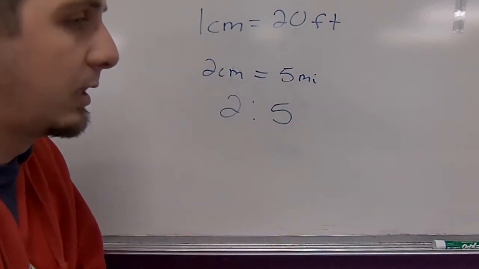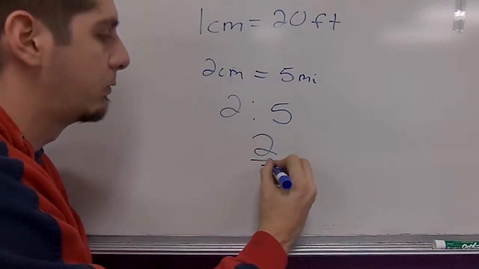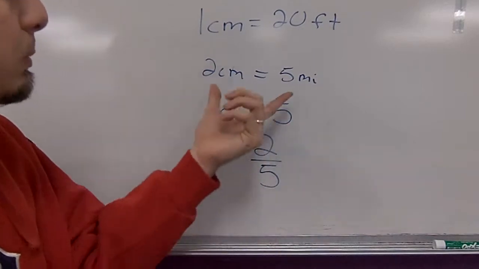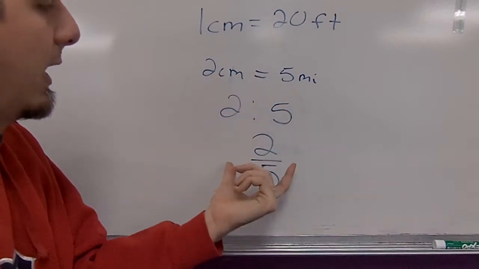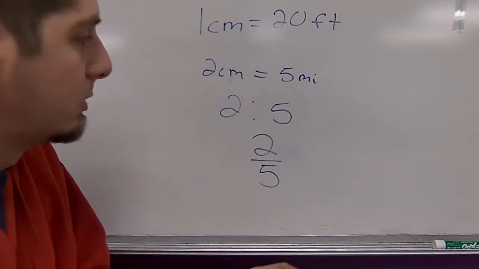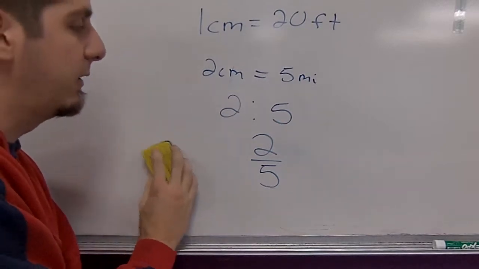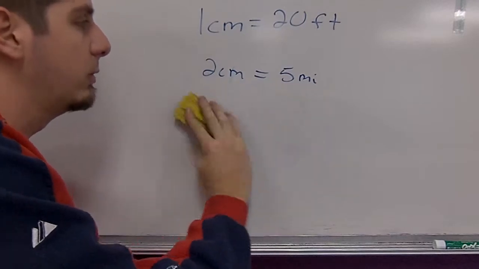And like we said in previous sections, ratios can be expressed as fractions. So when you express your scale factor as a fraction, if it is not in simplest form, you need to put it in simplest form, because the scale factor is not going to be useful otherwise.